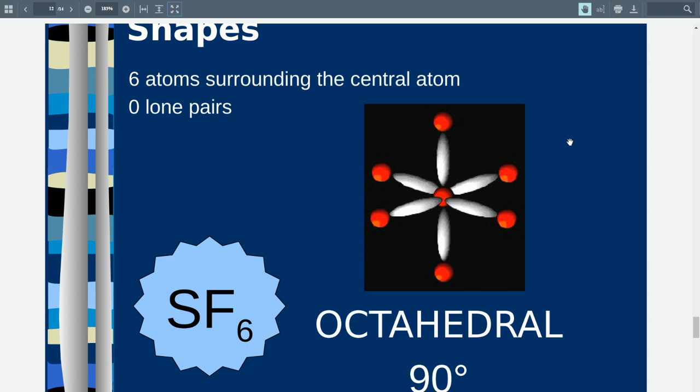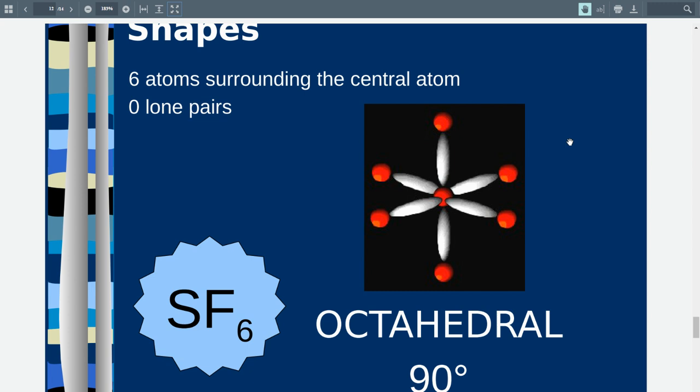All right, SF6 has 6 surrounding the central, no lone pairs. Bond angle is 90 degrees. For anything octahedral, if it has 6 things attached to it, and each of those bonds is 2 electrons, how many total electrons are on that central atom? 12. Sometimes, and I mentioned this when we first started going over this, your central atom can expand and hold more than 8. This is a case in which it would do that.